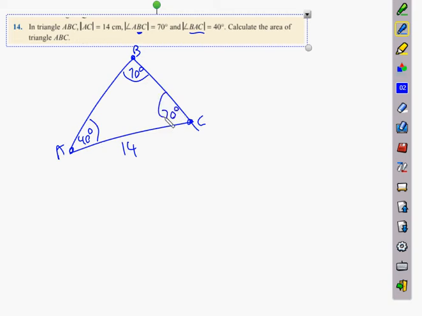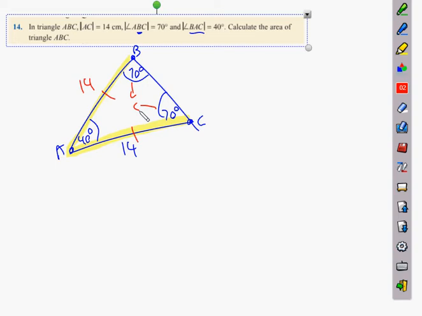Okay? Now, in order to use a half AB sine C, you need to know two sides and the angle in between. I know that this side here is 14. How do we know it's 14 as well? It's opposite the same angle. That 70 looks at that 14, therefore that 70 has to look at another 14.